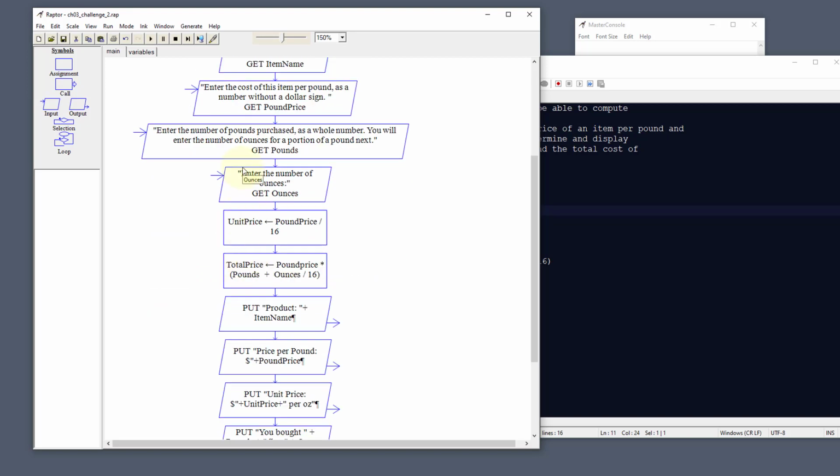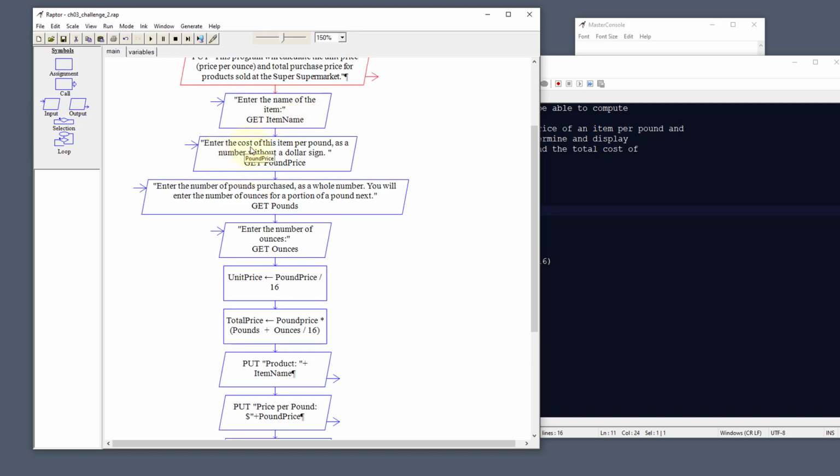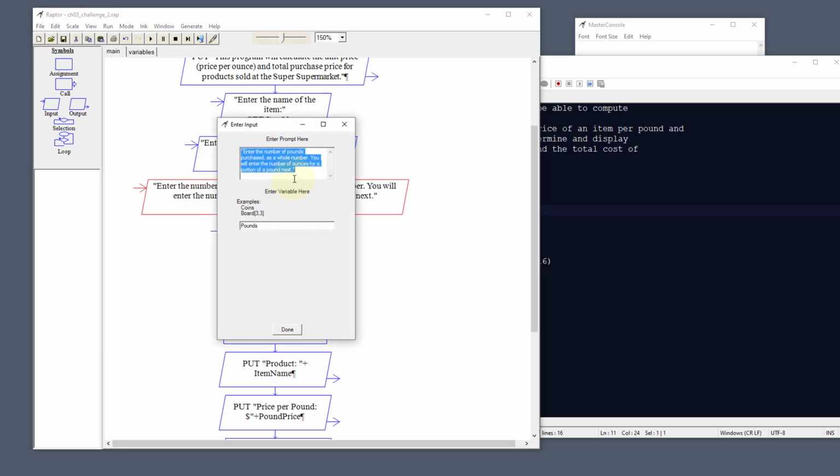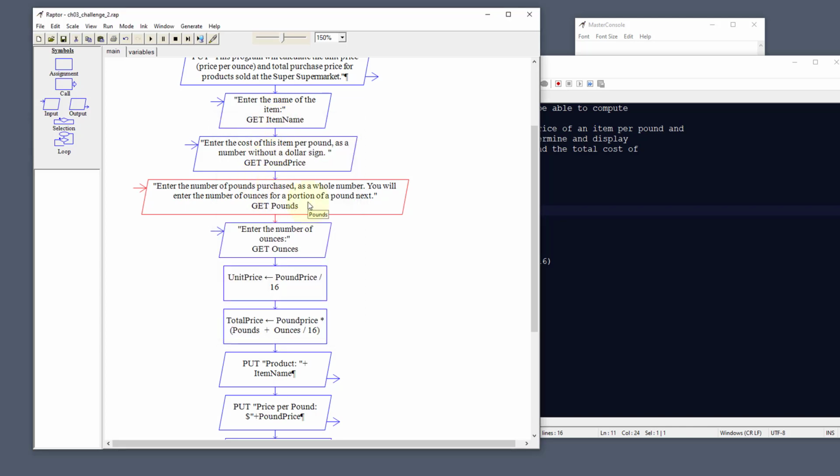We're then going to ask the user, and I'm going to scroll down here, to enter the cost of this item per pound as a number without a dollar sign. So we're telling them to put in a whole number without a dollar sign, and we're going to set pound price to whatever that amount is. And then we're going to ask the user to enter the number of pounds purchased as a whole number, and I'm going to go ahead and open up here. So we put our text up here. We set our variable down here for pounds. We do that for each one of these.